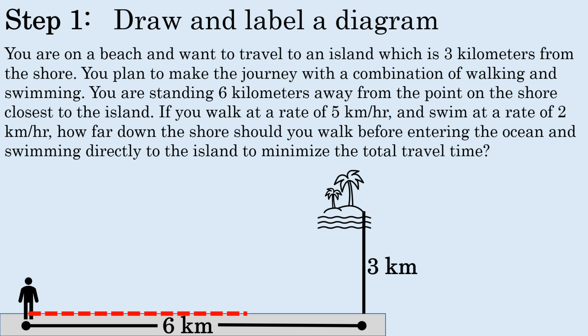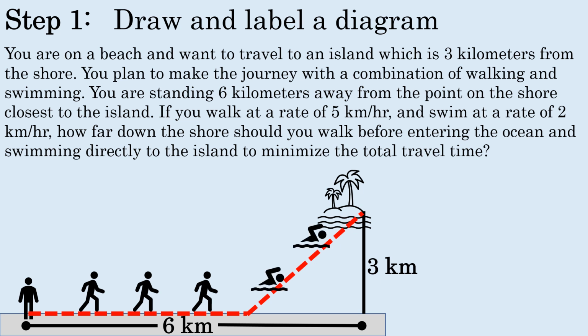The person will walk part of the journey, and that amount is unknown. We'll find that when we solve the problem. But part of the journey will be done walking, and the rest of the journey will be done swimming. And when the person swims, they will be swimming directly to the island. On the screen is the diagram that we can use to help us solve this problem. On to step 2.